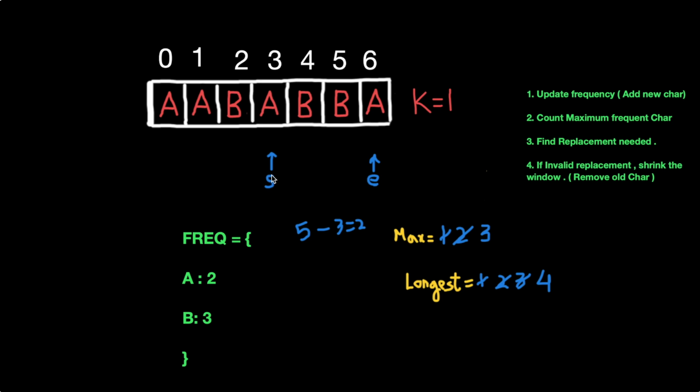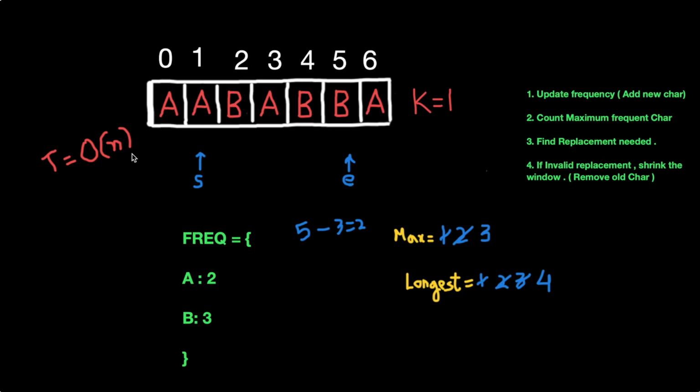Talking about the time complexity, in each iteration, we're just processing each element. That is, each character will be processed just once. So the end pointer will keep moving forward, and sometimes the start pointer will also move forward. So overall, our time complexity would be O of n, because each element will be processed just once.